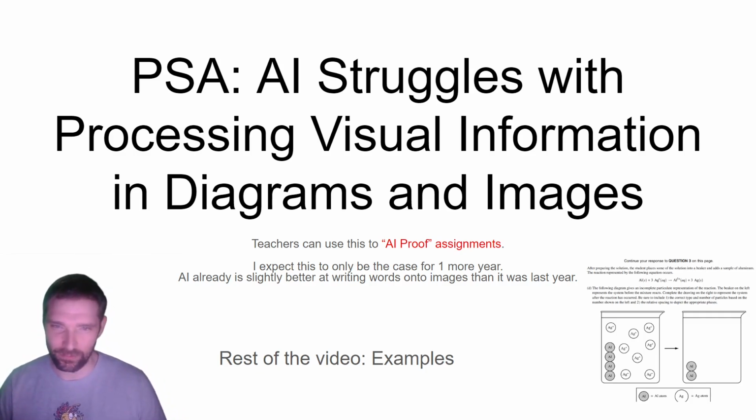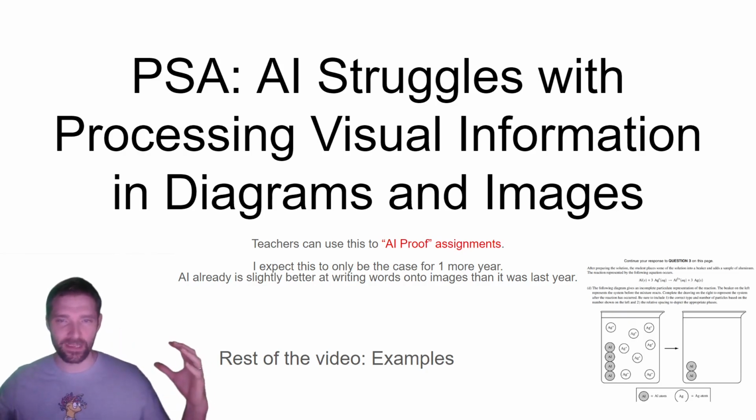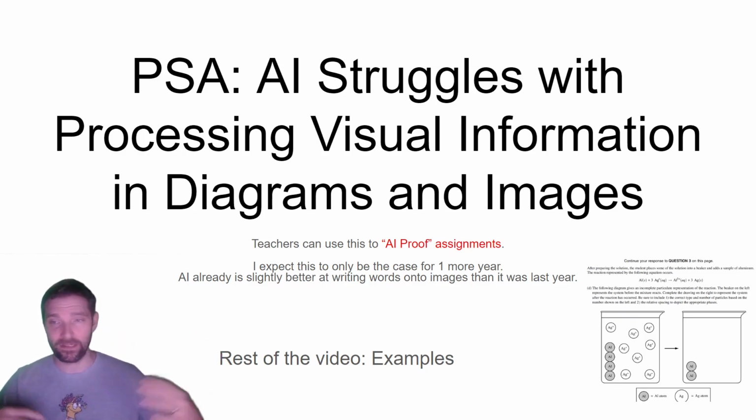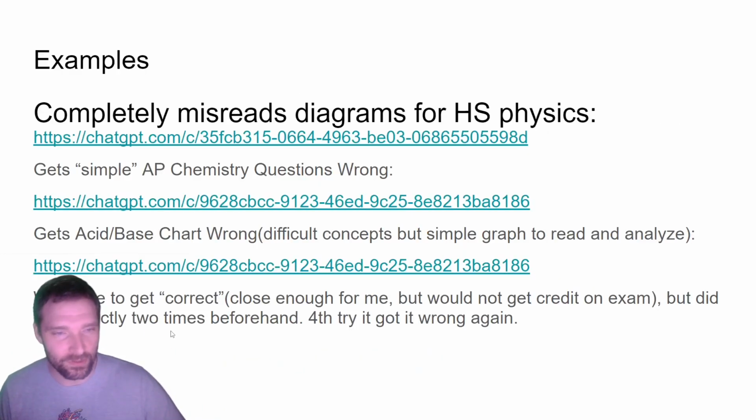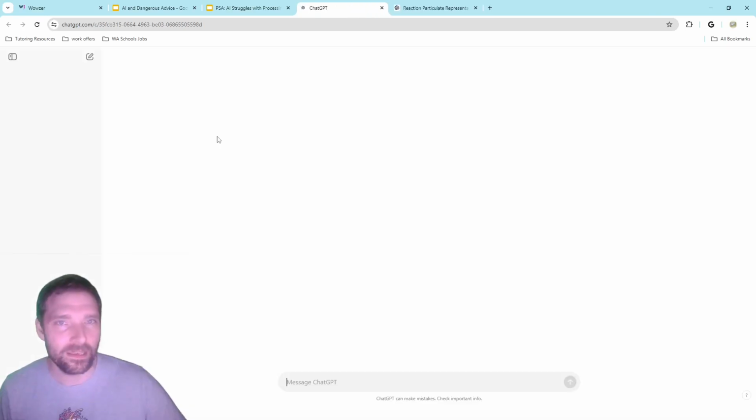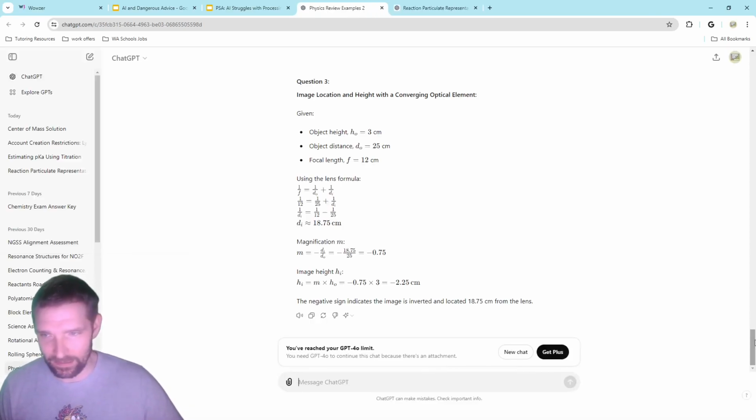I want to share something interesting that AI struggles with that you can possibly use to AI-proof assignments, maybe for the next year. I think it might be a little bit less, but it could be longer depending on how fast AI develops, right? So it really cannot take visual information and diagrams and process that. If it's typed out as words, it can do that. And it can even take an image with words and work with that pretty good. But it really struggles when you have diagrams that have words and images on it.